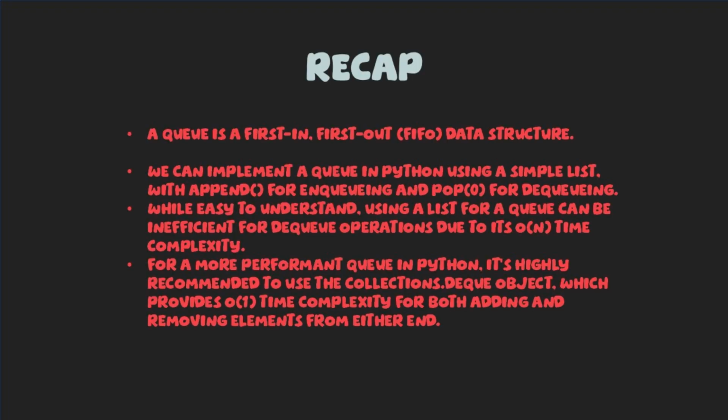And that's a wrap. Let's quickly recap what we learned. A queue is a first in, first out data structure, FIFO for short. And we can implement a queue in Python using a simple list with append for enqueuing and pop for dequeuing. While easy to understand, using a list for a queue can be inefficient for dequeue operations due to its O(n) time complexity. For a more performant queue in Python, it's highly recommended to use the collections deque object, which provides O(1) time complexity for both adding and removing elements from either end.